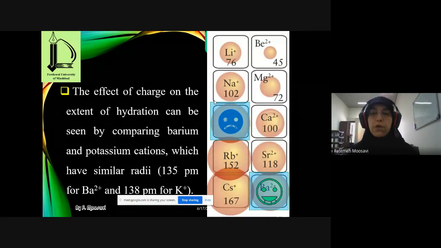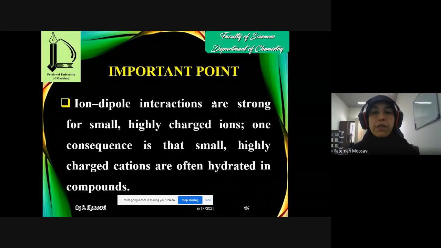So, to conclude this part, I should say that ion-dipole interactions are strong for small, highly charged ions. One consequence is that small, highly charged cations are often hydrated in compounds.